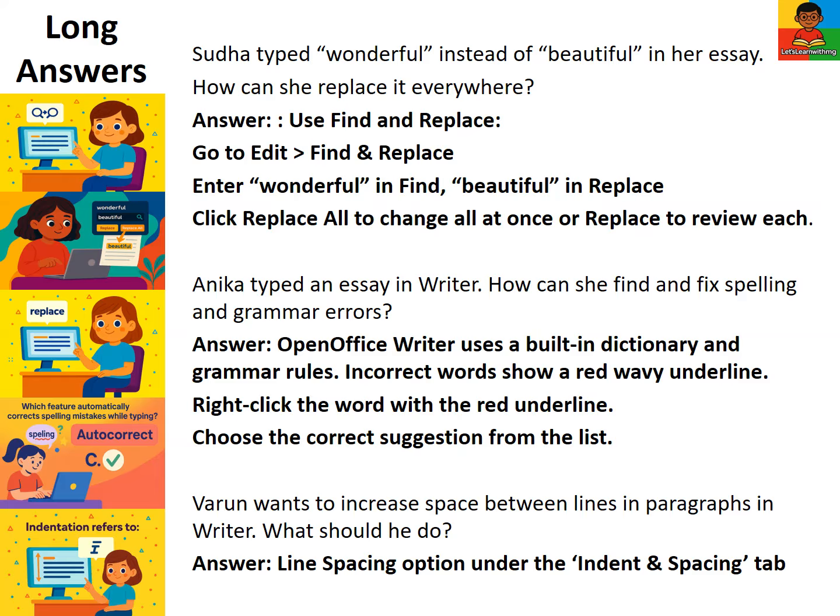Question: Annika typed an essay in Writer. How can they find and fix spelling and grammar errors? Answer: OpenOffice Writer uses a built-in dictionary and grammar rules. Incorrect words show a red wavy underline. Right-click the word with the red underline and choose the correct suggestion from the list.